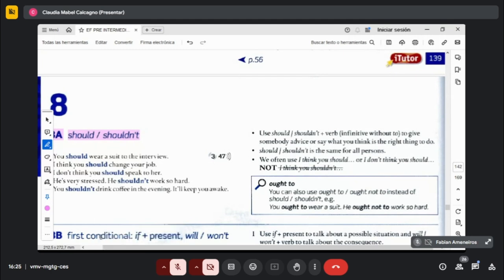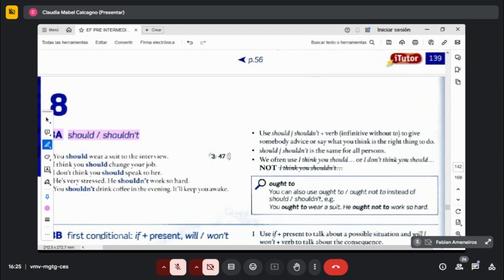You are giving advice. You should wear a suit to the interview. My friend is having a job interview, so I recommend him to wear a suit. Or you should change your job. That is my opinion, right? So, piece of advice, not mandatory, okay? Should and shouldn't is the same for all persons. No hay distinción acá con respecto a si se cambia la conjugación con la persona.